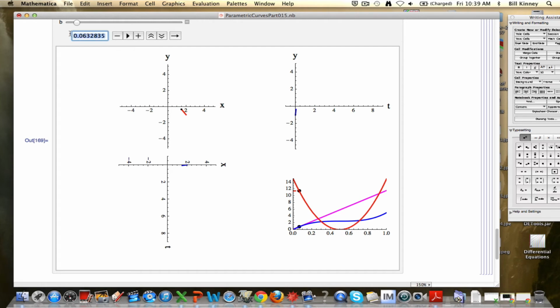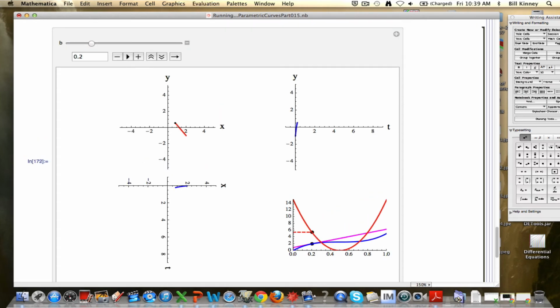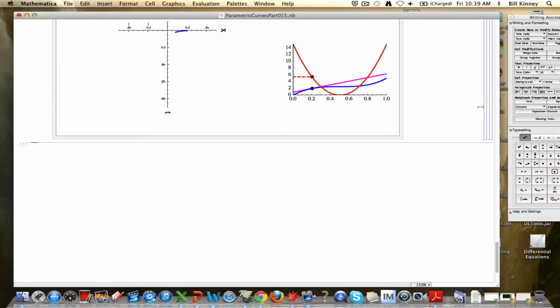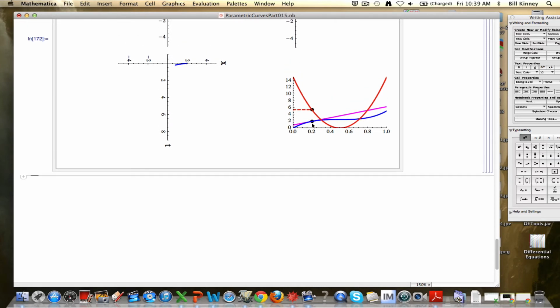All right, let's confirm this numerically and visually as well. Here at time equals 0.2, so b is 0.2, I've frozen it here. What again I claim is that the slope of this magenta line is the same as the value of the second coordinate of this point on the red graph here, the height of this dashed red line. Is that true? It looks like the height of the dashed red line above the horizontal axis is at about 5. Is the slope of this magenta line 5?